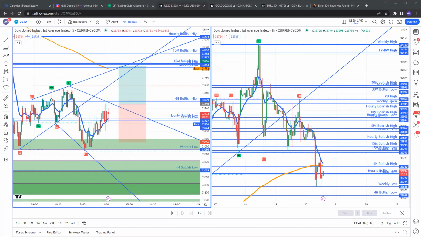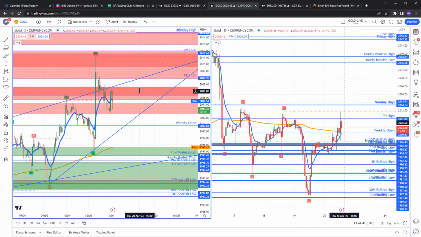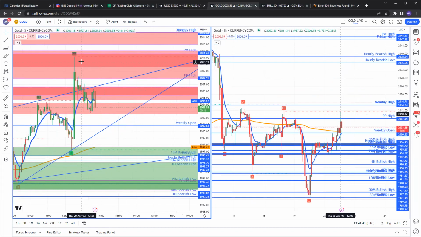All right, let me make sure that my account is set up. 50 pip stop loss, 50 pip take profit. Gold, you can see, so gold is the same thing, right?